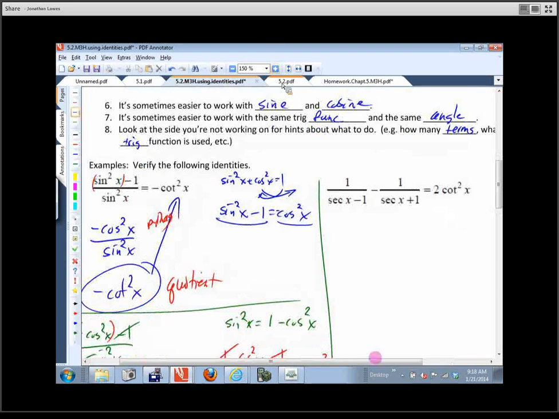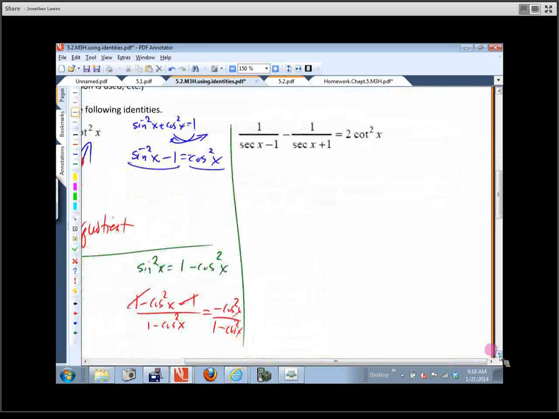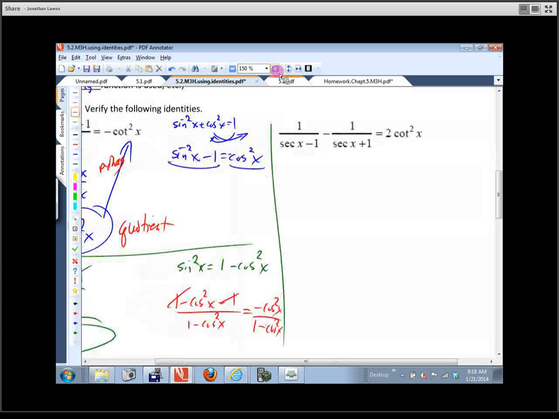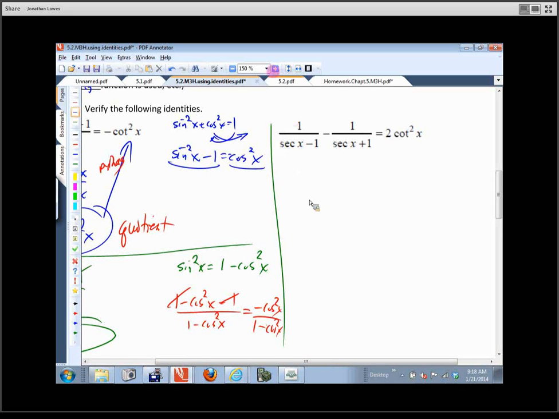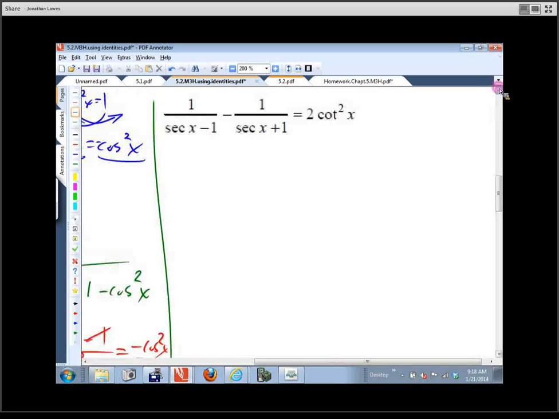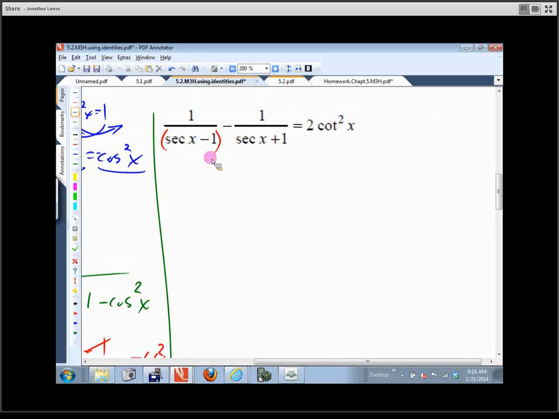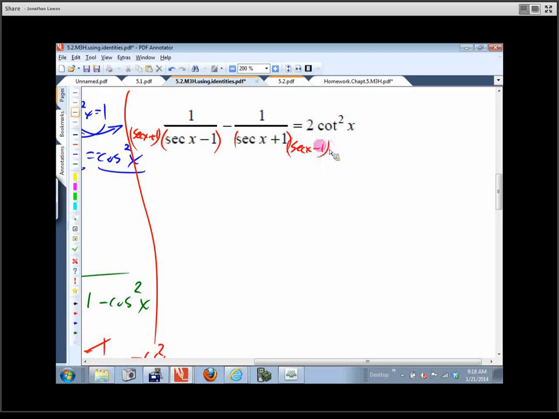All right? So if I'm going to combine those, what do I need to do here? Get a common denominator. So I need a denominator of, like that. Okay, so I need a secant x plus 1 here. And what do I need over here? I need a secant x minus 1. Now, this looks like it's going to be absolutely awful.